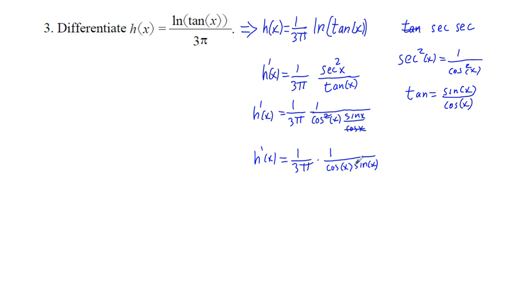And cosine x and sine x have reciprocal ratios. The reciprocal of cosine is secant, reciprocal of sine is cosecant. So we can finally simplify this down to h prime of x equals, we bring this cosine up in the numerator and call this secant x. Okay, that's secant x. And then bring the sine up in the numerator. That's going to be cosecant x over 3 pi. So we have that. That's going to be h prime of x.